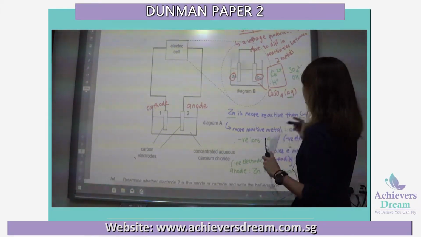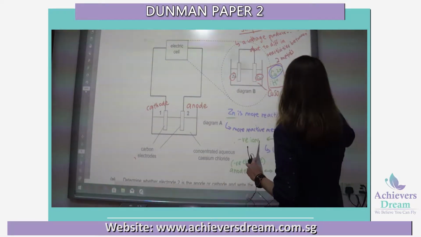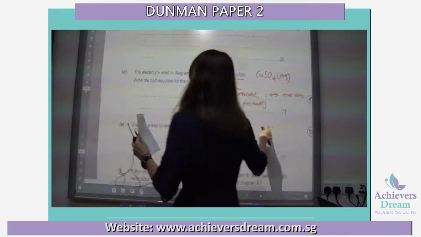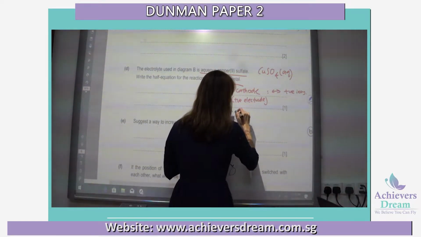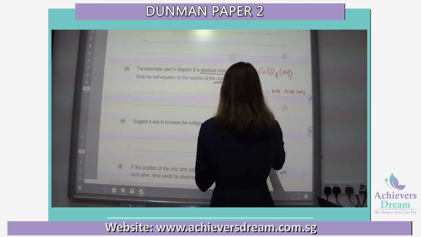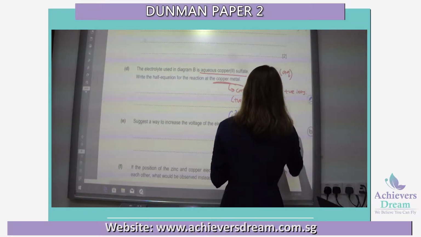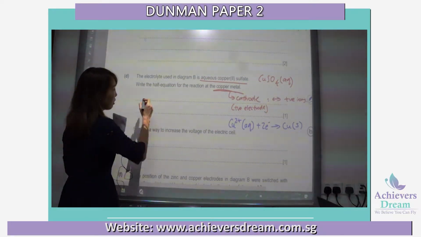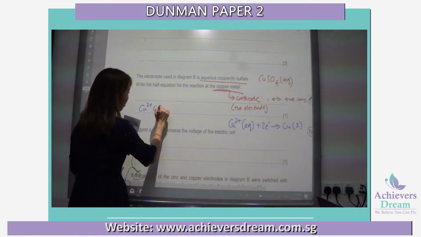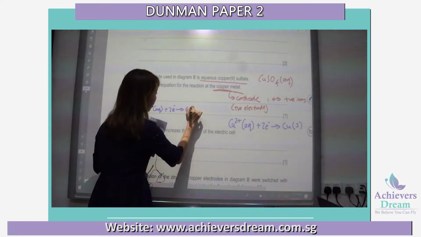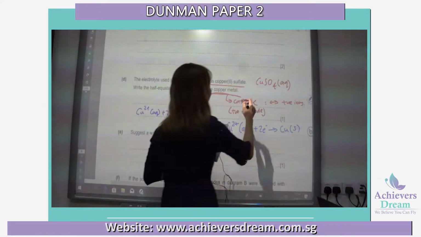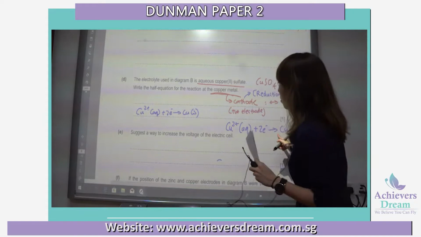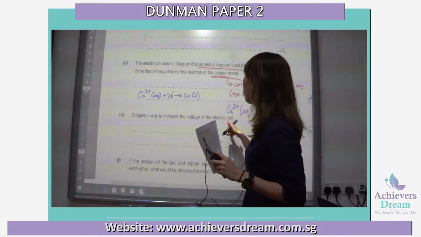And which one will be preferentially discharged? It will be Cu2 plus because it is lower in the reactivity series than hydrogen. So the half equation would be Cu2 plus plus 2 electrons to form copper solid. Okay? So this is the half equation for the reaction at the copper metal. Remember that at the cathode, it is always reduction, and at the anode is the oxidation. So Cu2 plus has been reduced to form copper solid.